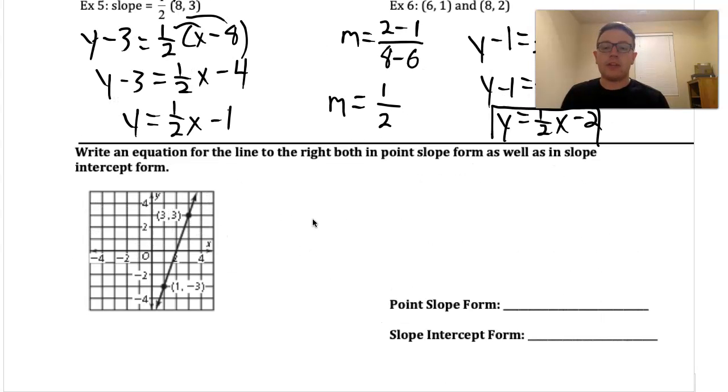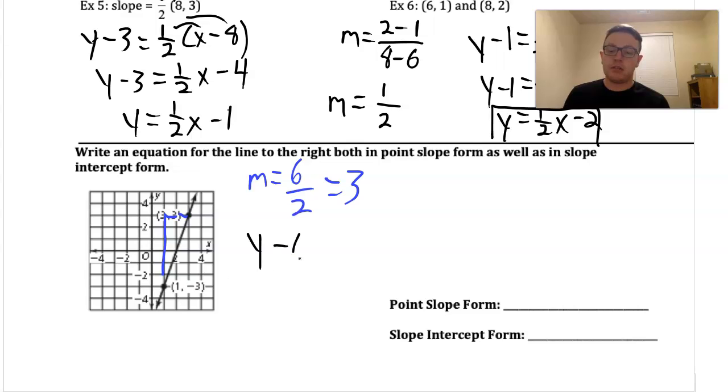Okay, what about if we had something like this? Well, this makes our life easier because all we need to do now is find the slope. And what's our slope? Well, we rise up 1, 2, 3, 4, 5, 6. We go over 2. So our slope is 6 over 2, or 3. And now we're just going to pick one of these points. Let's use this one because I covered that one up. So this is going to be y minus 3 is equal to, what's our slope? 3 times x minus 1.